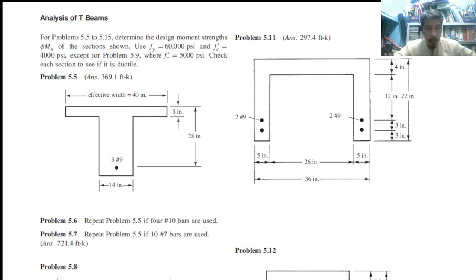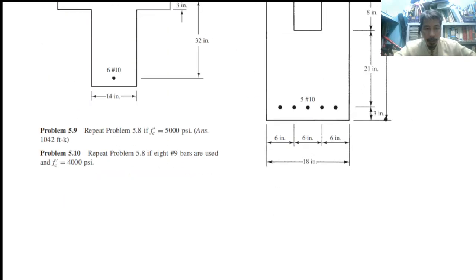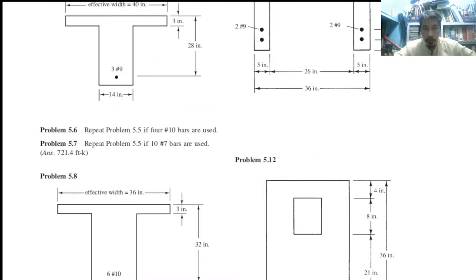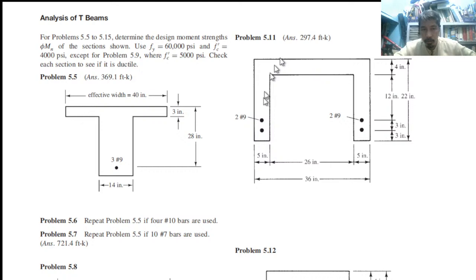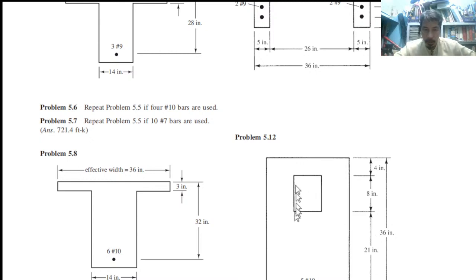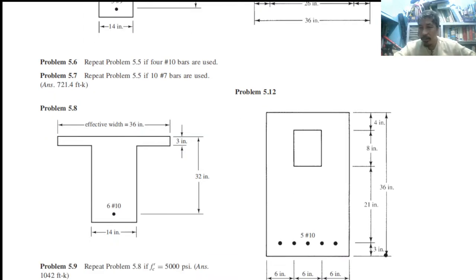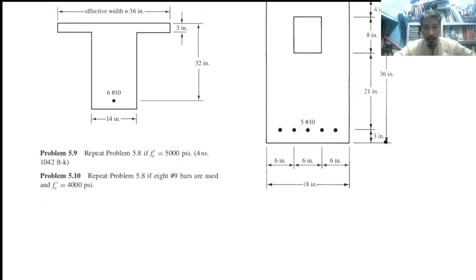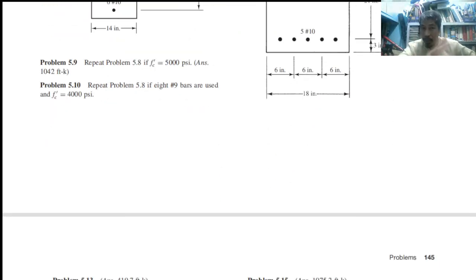Okay, so problem solving, analysis, and then we have different types of beam here. This is an inverted U, okay? And this is what? This is a hole, a rectangular hole. So how to solve this? Using the centroid analysis of components, you can rearrange this to look like a T. Using the solid mechanics, you know this very well. But the procedure is the same as with T.